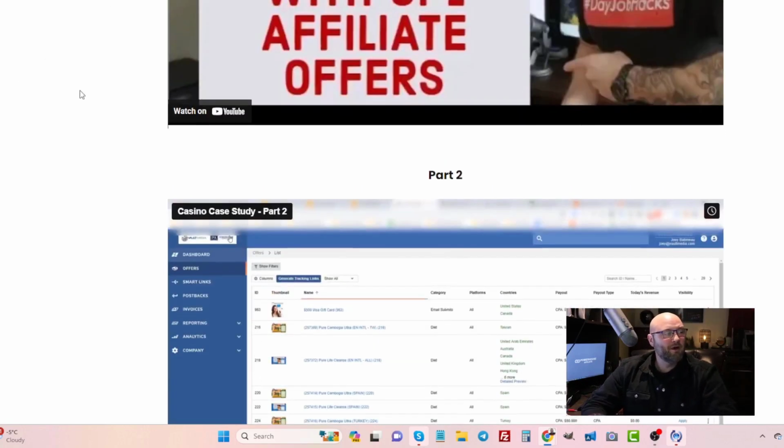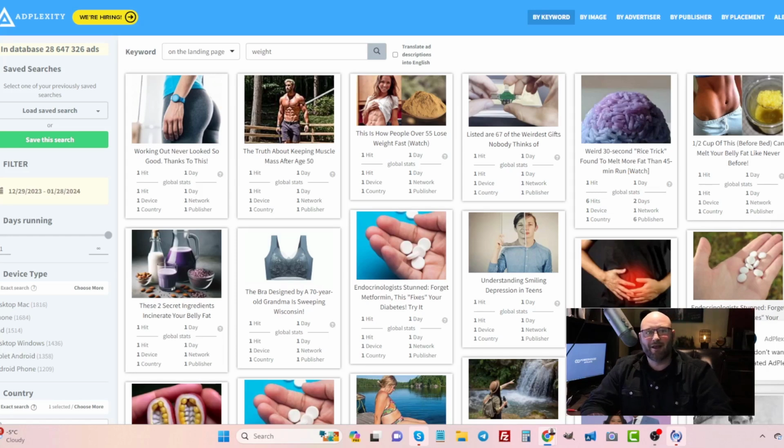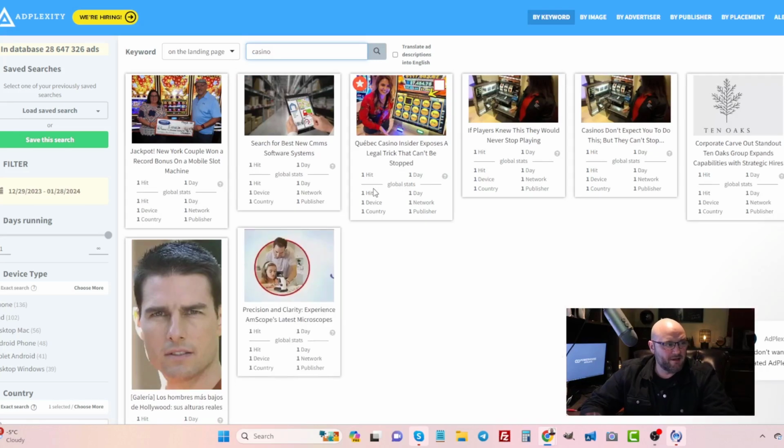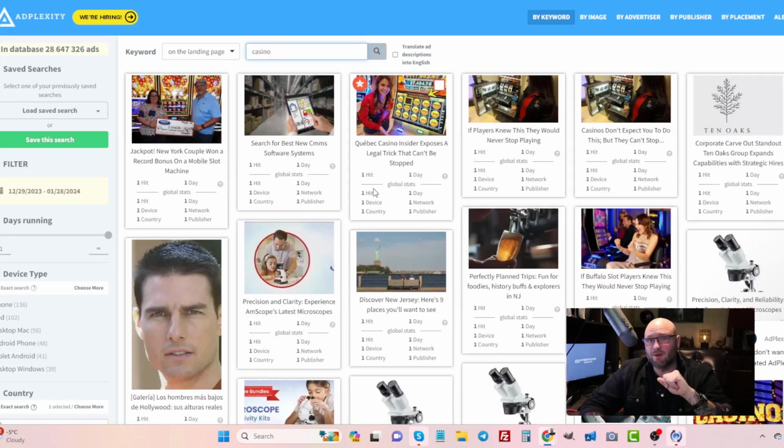But also, let's look at what's actually running out there today. Here's a tool, Adplexity. I've mentioned this on the channel many times. It's a spy tool for native ads. If I come in here today and type in casino, I'm sure I'm going to find some native ads around the topic of casinos. And voila, you can see people are still doing this.